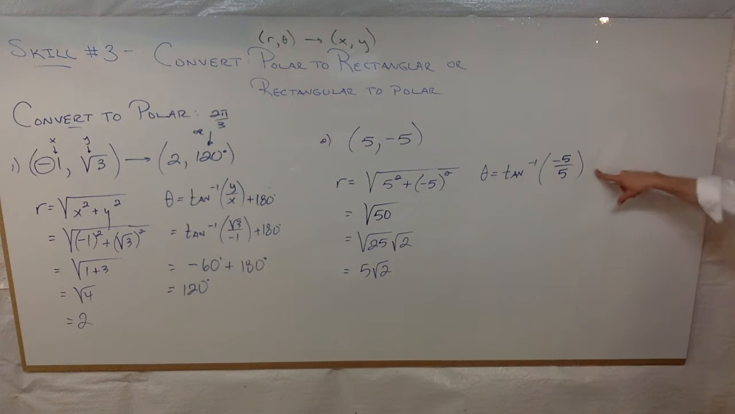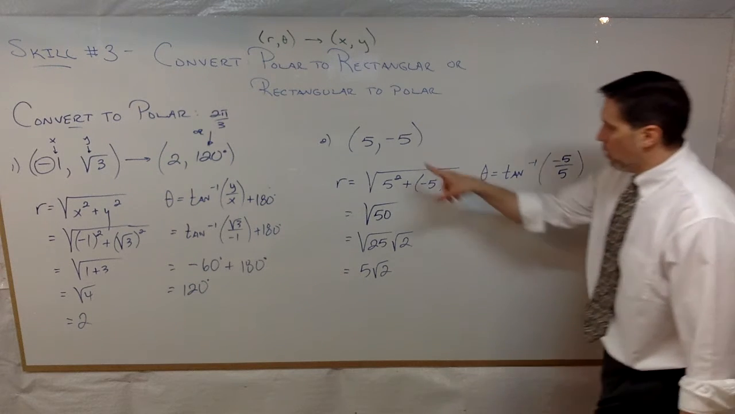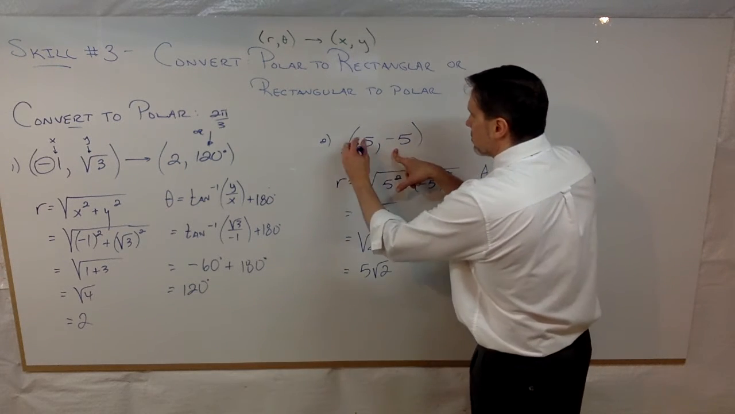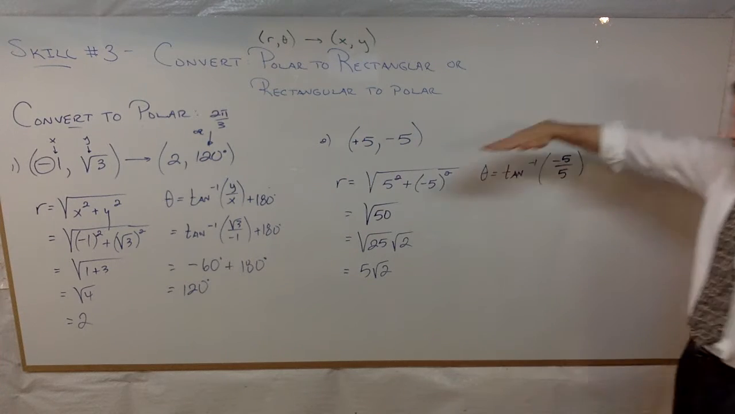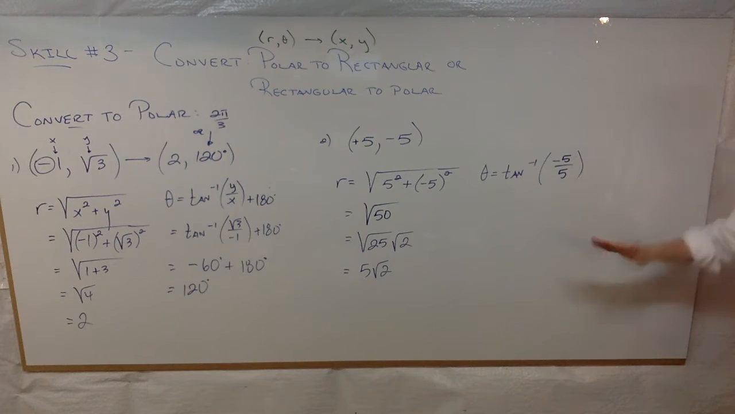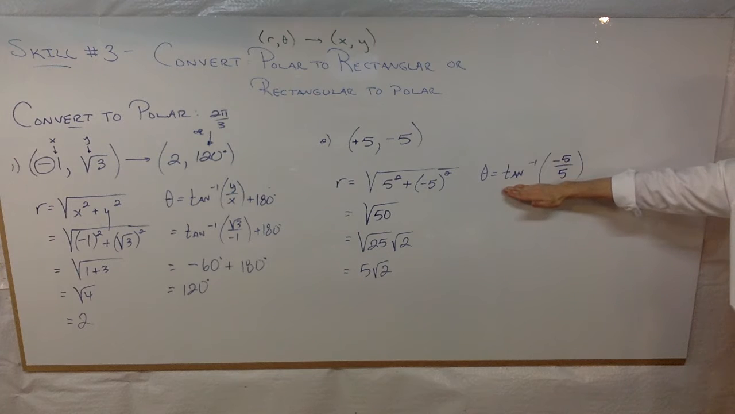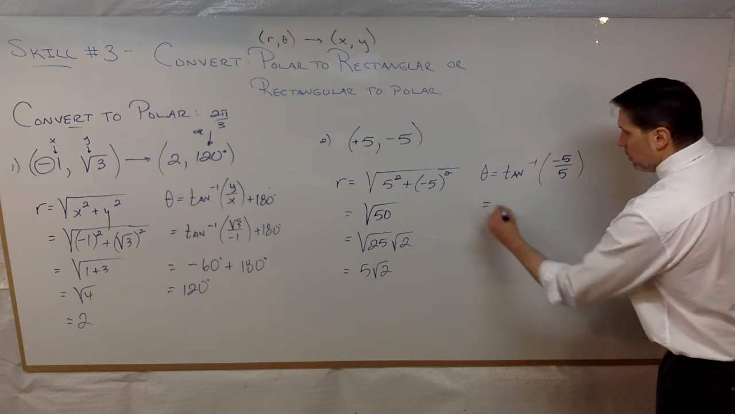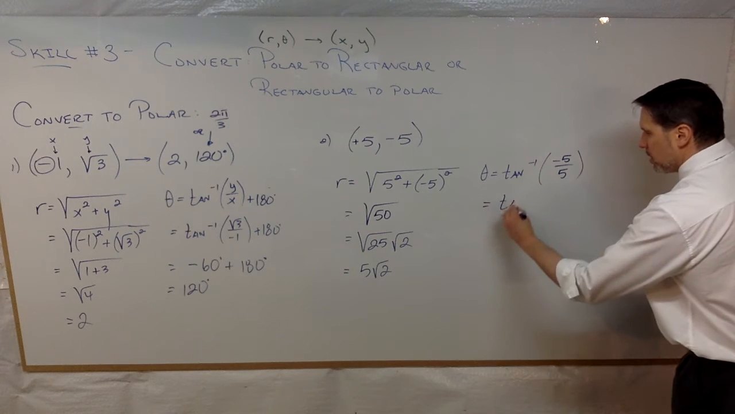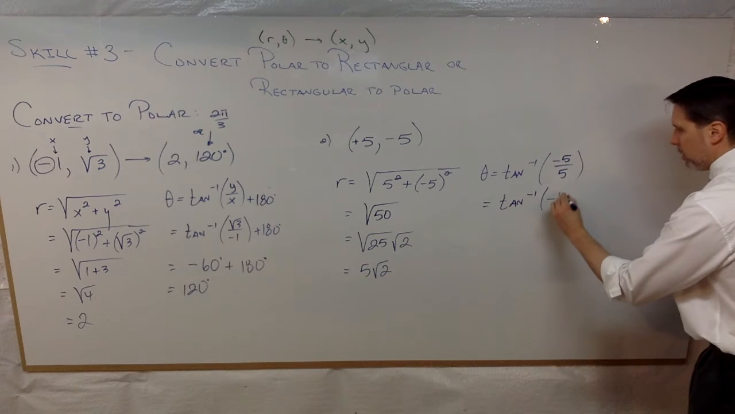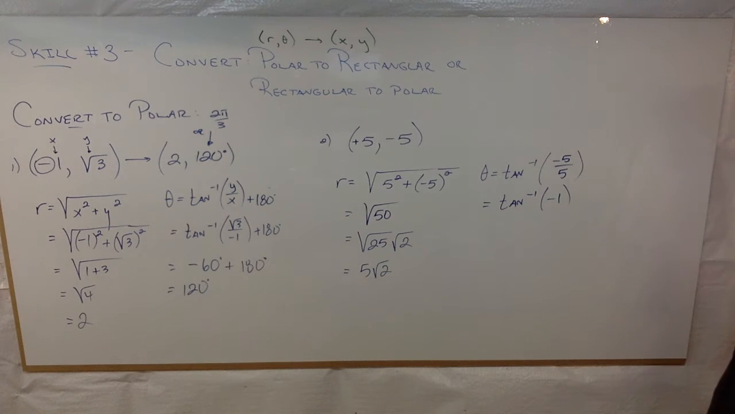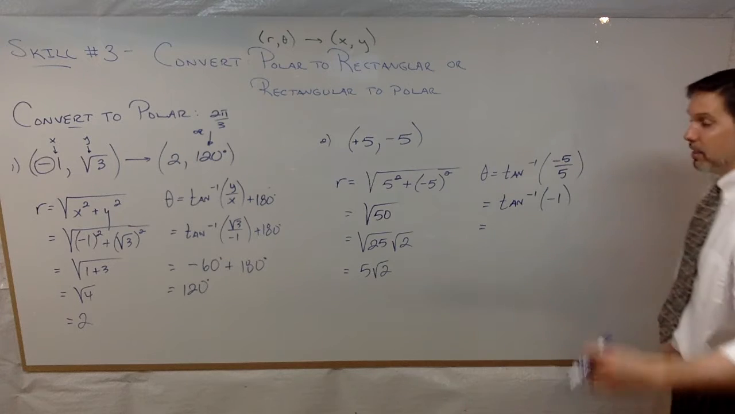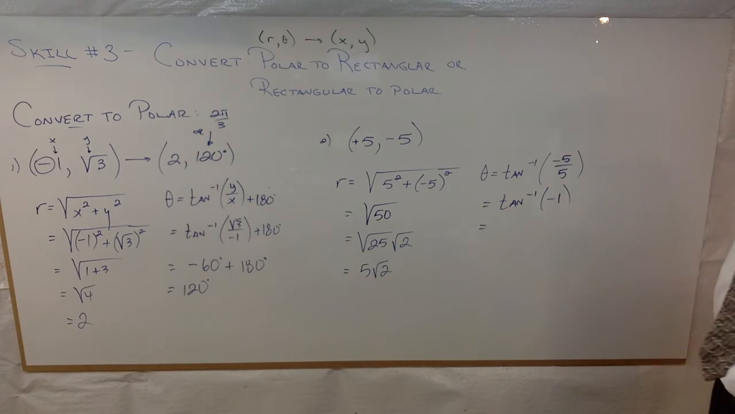Y over x, will I be needing a 180 help here? No, I will not be, because my x is positive. It's going to be quadrant 4, which is just fine for tangent inverse. All right, so the tan inverse of -1, that is not quadrantal. That's for cosine and sine inverse. Yeah, that's quadrantal, but not for tangent inverse.